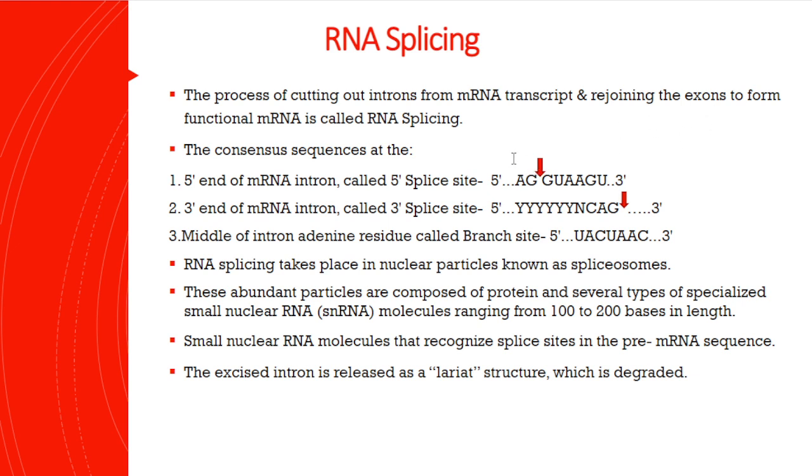In RNA splicing, the consensus sequence at the 5' end of the mRNA intron is called the 5' splice site. It has the sequence 5' AG GU AAGU 3', and the 3' end of the mRNA intron is called the 3' splice site, and the adenine residue in the middle of the intron is called the branch site.